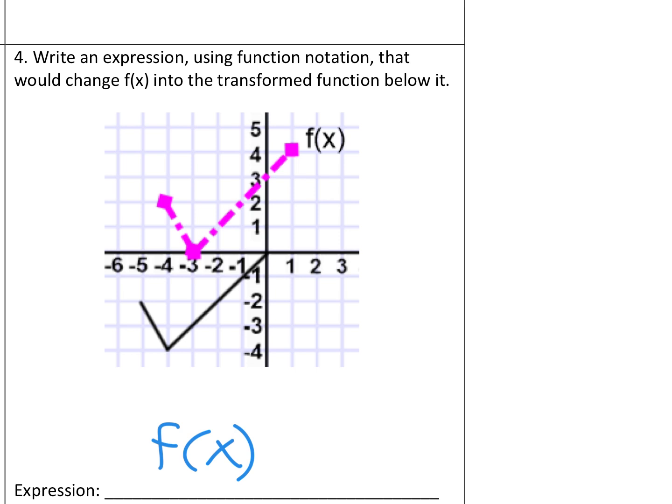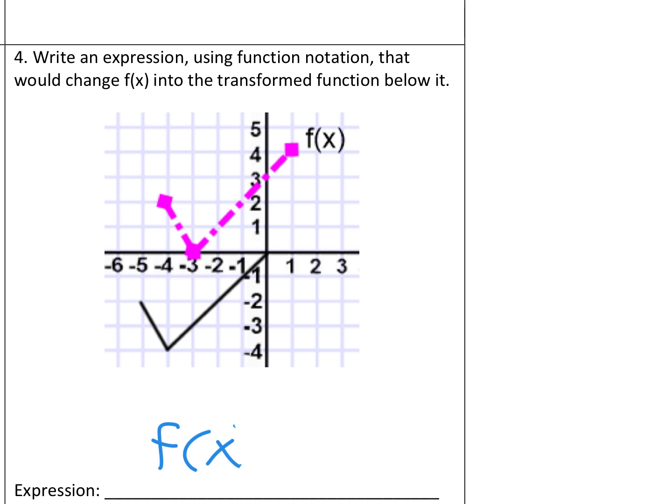And now you say to yourself, did that move left or right or up or down? And then I adjust my f of x. So I think it moved to the, well, which one's the original? The pink one or the black one? It's labeled with f of x. So which one's the original?